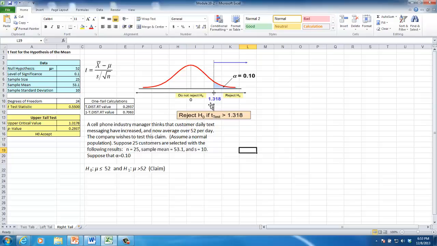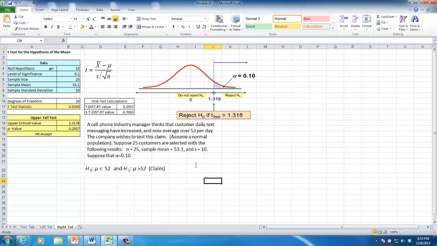Now, if you ask what if this is exactly 1.318, the probability is very low to be the same value, but if this is 1.318, it should be H0 because our claim is only more than 52.